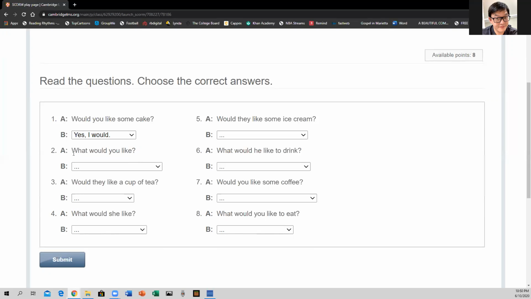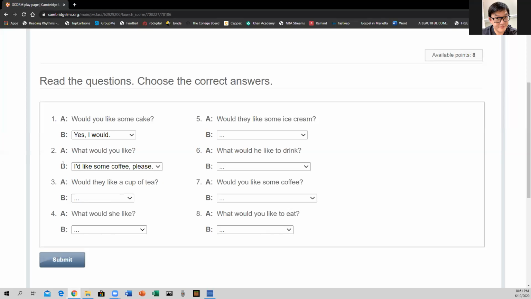So let's go to number two. Look at the difference. What would you like? This is a general way of offering something. You're asking, what would you like? So this is not a yes, no question. So when you answer, you cannot just say yes or no. You have to provide information because you have what here. So number two, what would you like? You have yes, please, or I'd like some coffee, please. Which one is correct? Since this is an information question, you need an information answer. What would you like? I'd like some coffee, please. So the correct answer is letter B. Okay?